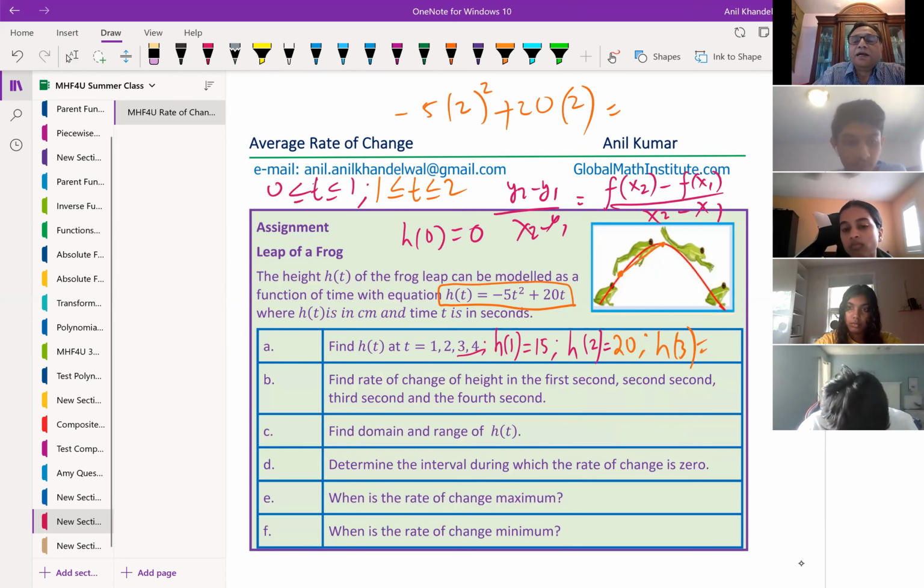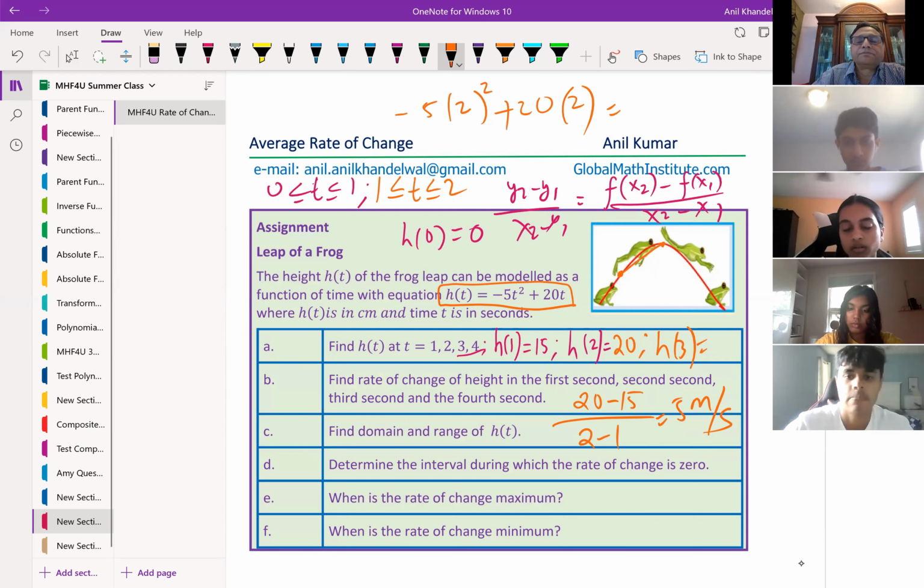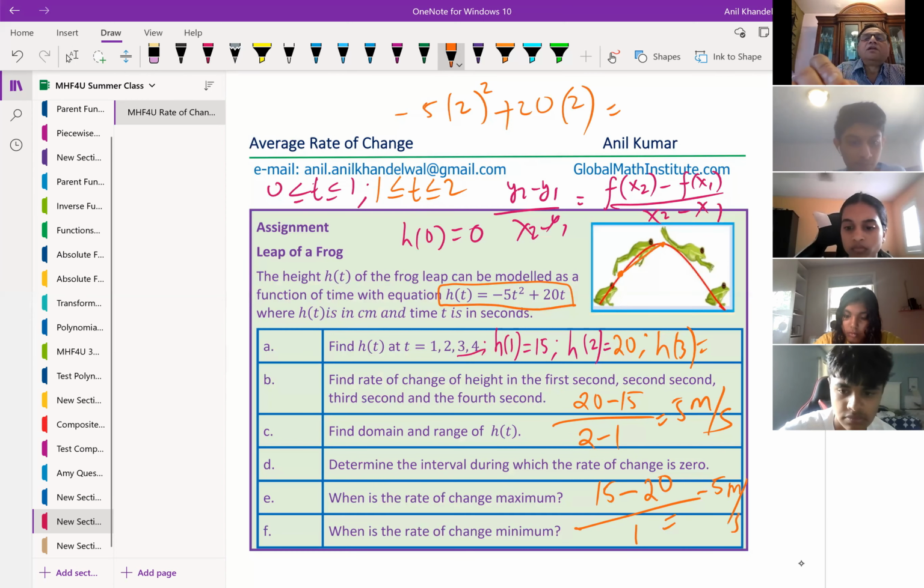Is that clear to you? In the third second, what is going to be the value? So find h of 3, use calculator. 9 times 5, 45, and 60 minus 45 is 15 again, sir. 15 minus h of 2, which is 20, correct? Divided by 3 minus 2, which is again 1. And what do you get? Minus 5 meters per second. Is that clear to you? So it's minus 5 because the frog is coming down, correct? Yes, it's coming down.